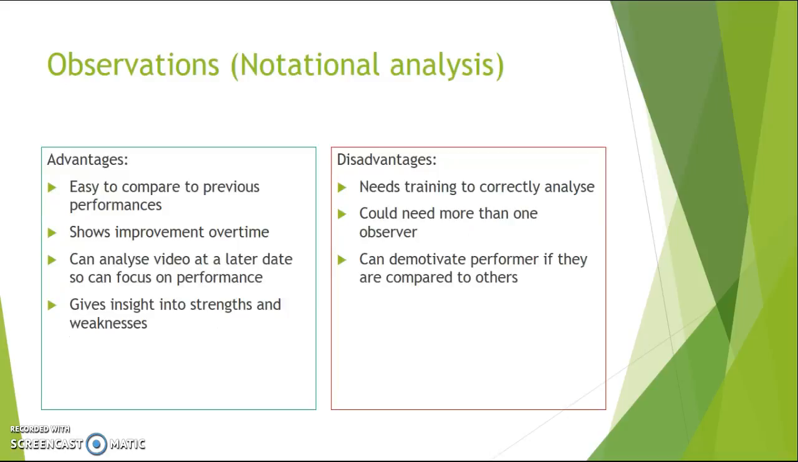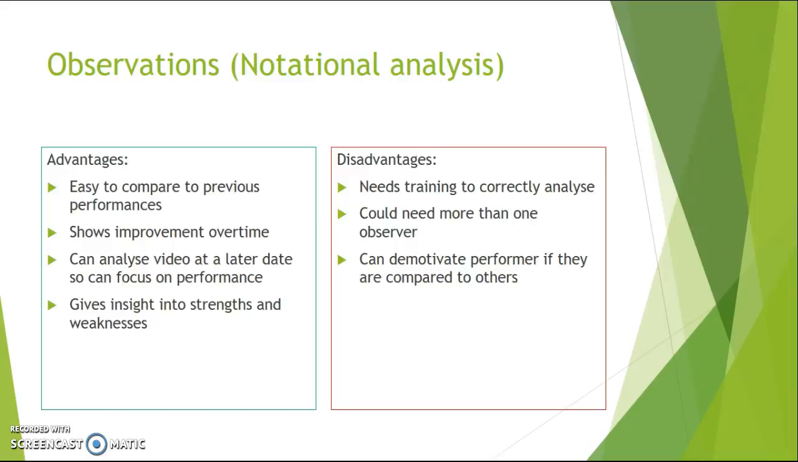And then we've got observations, which is notational analysis. So this is the quantitative version of it. Advantages, it's easy to compare to previous performances. So you just note it down, you keep a record of it, and you can look back on that and compare, and this will help you see improvement over time. And if you video it as well, so if it's a gymnast, you can video their performance, and then you can analyze that at a later time, so you're not analyzing it in the moment, so you can actually focus on the performance in the moment.